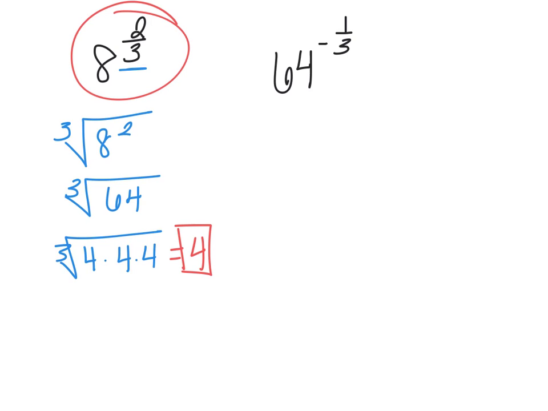You can always put this in your calculator, and you would do that by going 8 raised to parentheses 2/3 power, and the parentheses, and that will give you 4.